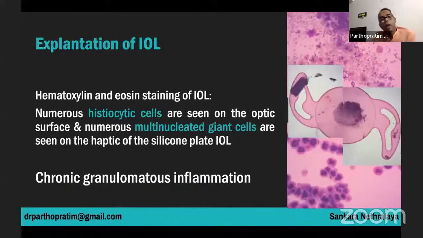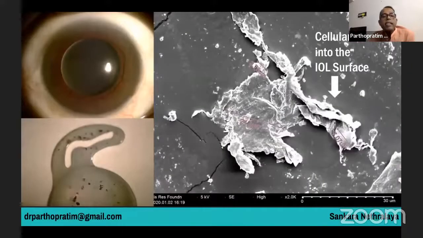So finally, we explanted this IOL, and the hematoxylin histopathology showed numerous histiocytic cells, showing chronic granulomatous inflammation. So you can see here the multi... So, one minute remaining. Yes, I'll be finishing soon. So this is another case.